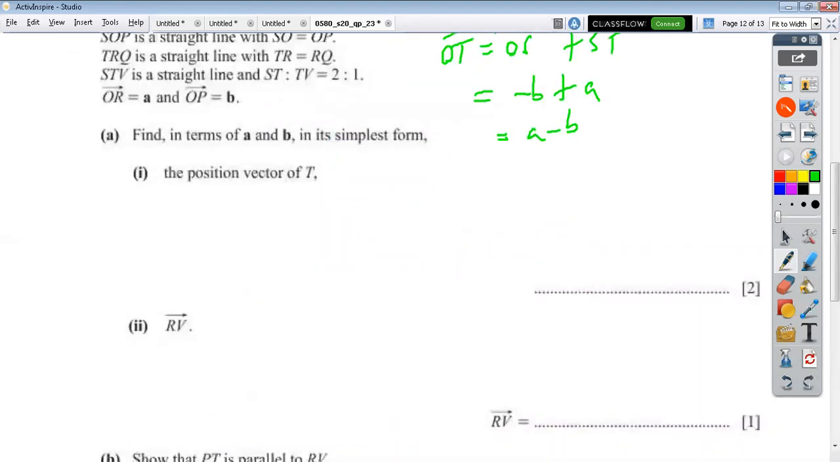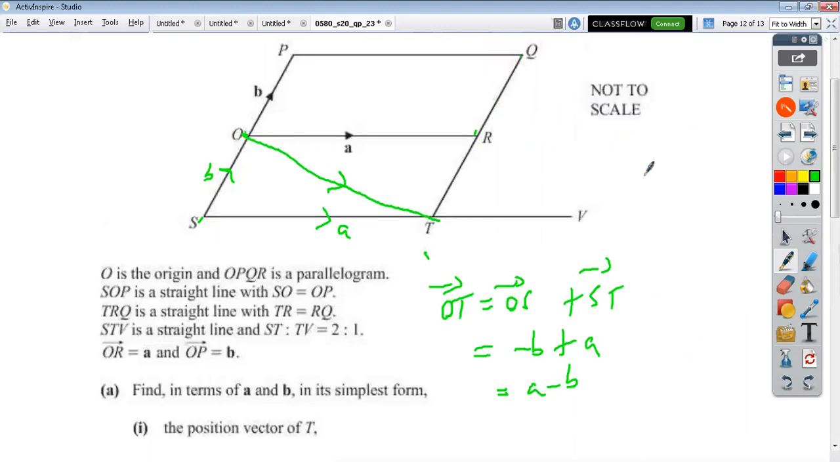Then 2 marks for clear. Now RV. Let's do some like this. Now we know that this is B, since it was a parallelogram.